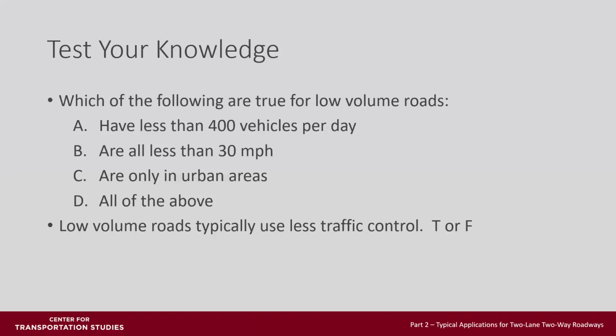Let's take a moment just to check what we've covered today. Which of the following are true for low volume roads? Having less than 400 vehicles per day. There are high-speed roadways included there. It's not just urban areas. Low volume roads typically use less traffic control, and that is true. That's why the layouts were developed. The traffic control meets the needs of those roadway segments.